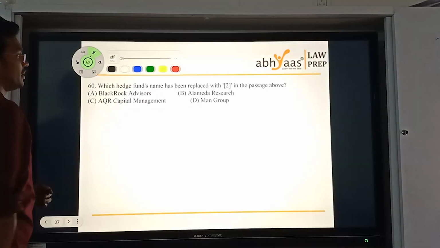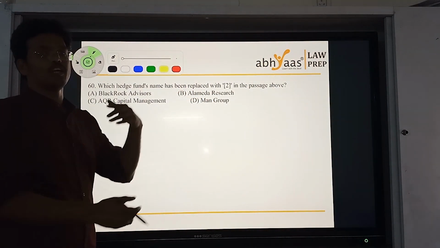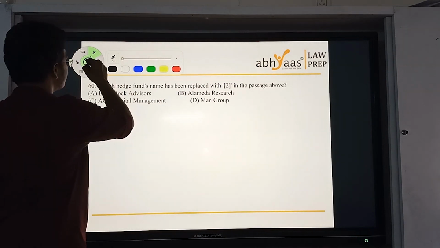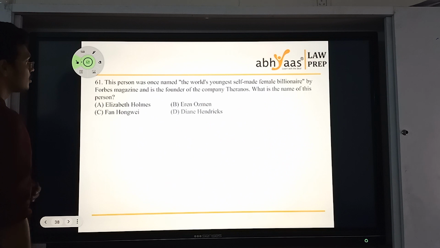Which hedge fund's name has been replaced with 2? Sam Bankman is also the owner of which hedge fund? It is Alameda Research, as I just said.